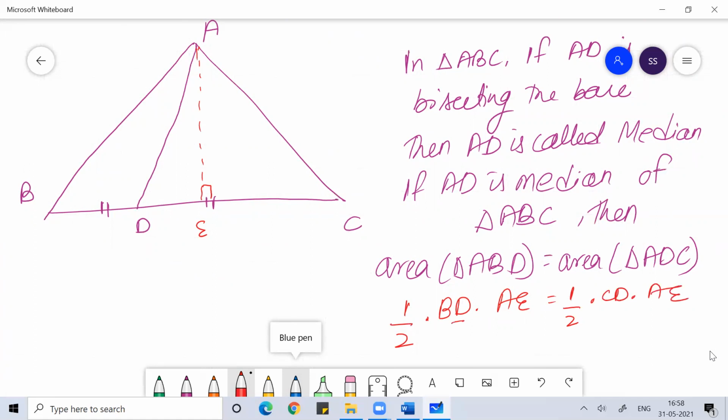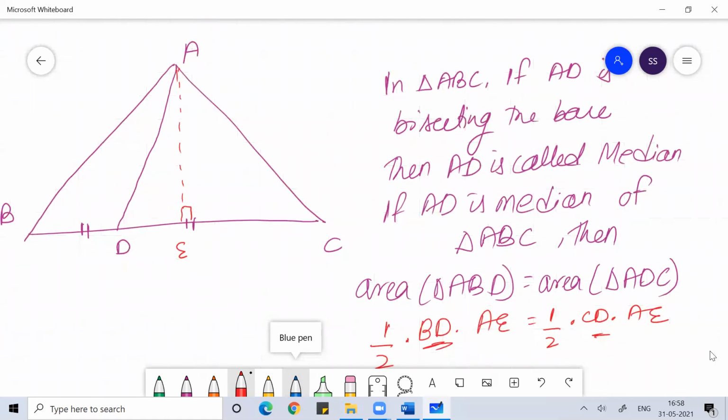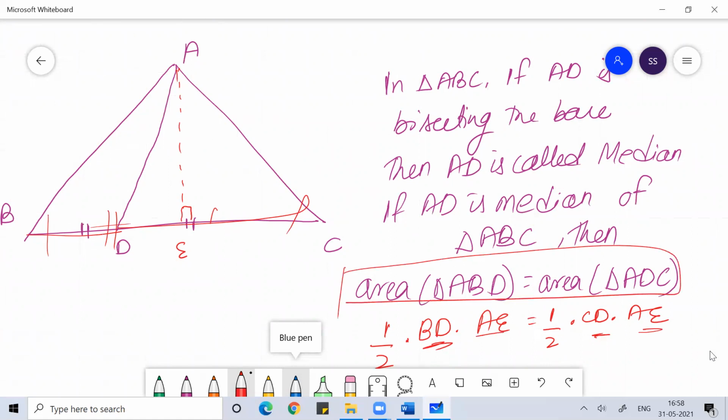Now you know already BD is equal to CD because you know the reason. Because this and this are equal, and AE is common in both. So the area is always equal. You can remember that.